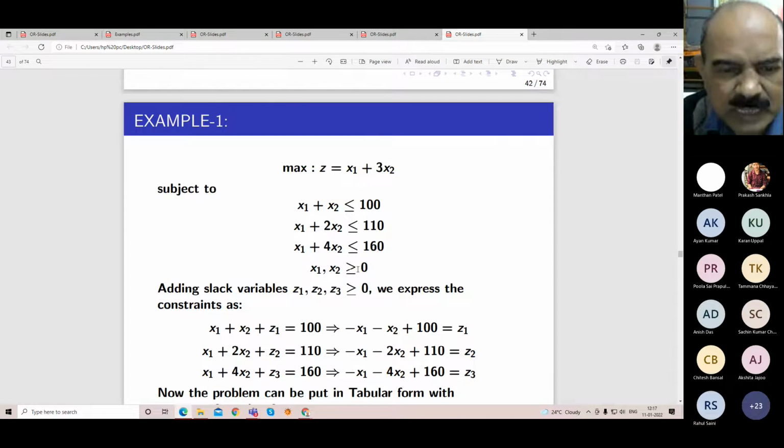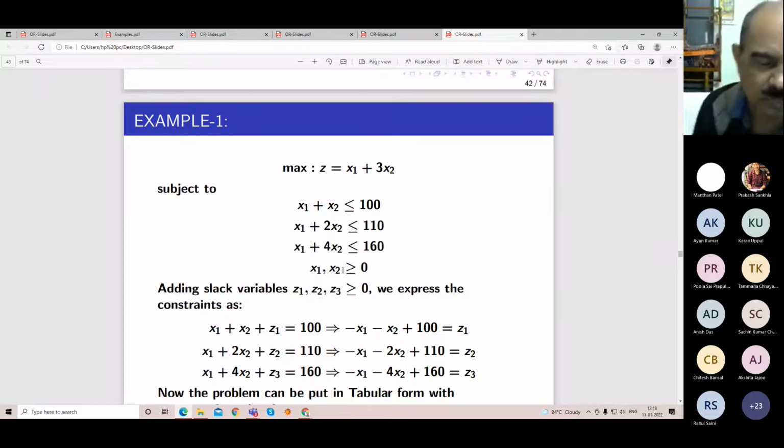If nothing is mentioned about the variables, they can be positive or negative. In the formulation it is given that x1 and x2 are non-negative. Nothing mentioned means they can be negative also, but here they are non-negative.